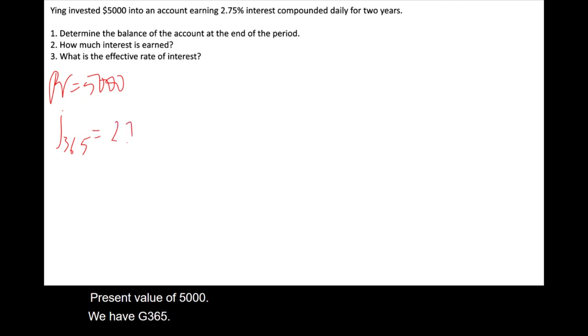Okay, guys. So what we have? We have present value of 5,000. We have j365 at 2.75%. We have time 2 years. Balance, simply find future value.